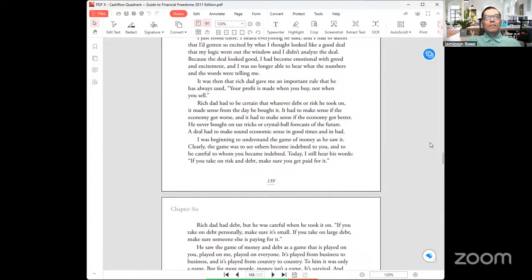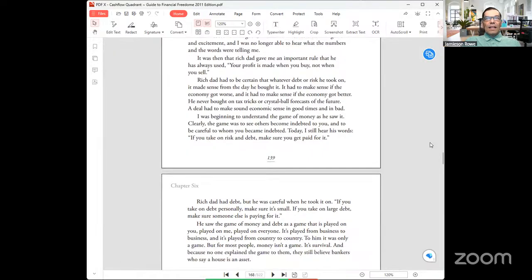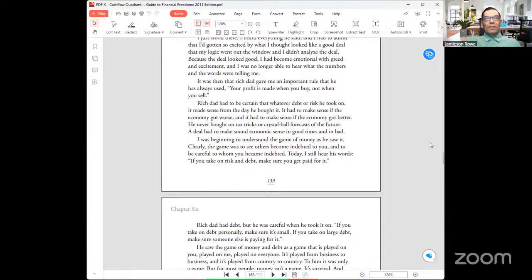Rich Dad had to be certain that whatever debt or risk he took on, it made sense from the day he bought it. It had to make sense if the economy got worse, and it had to make sense if the economy got better. He never bought on tax tricks or crystal ball forecasts of the future. A deal had to make sound economic sense in good times and in bad.